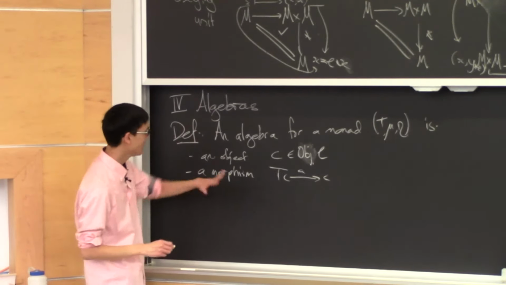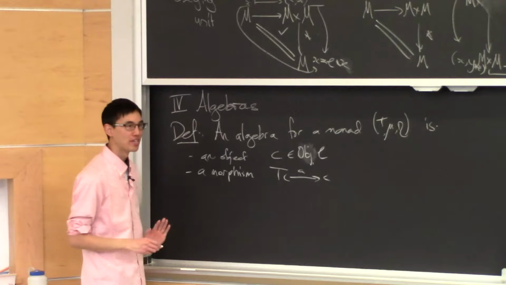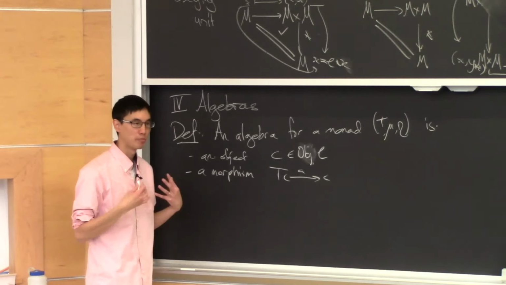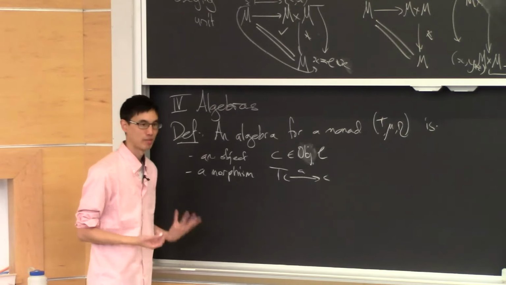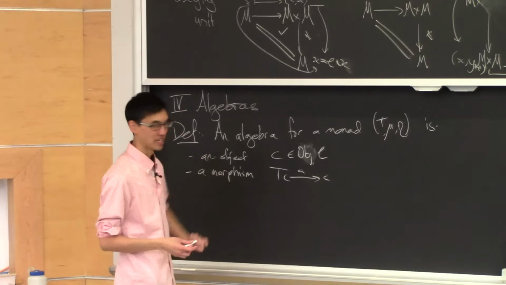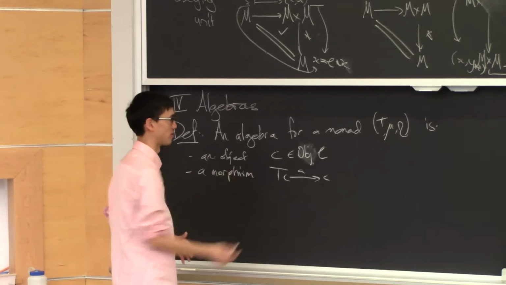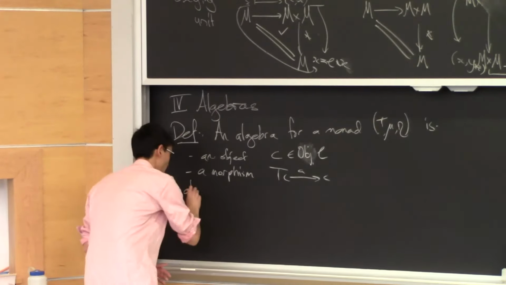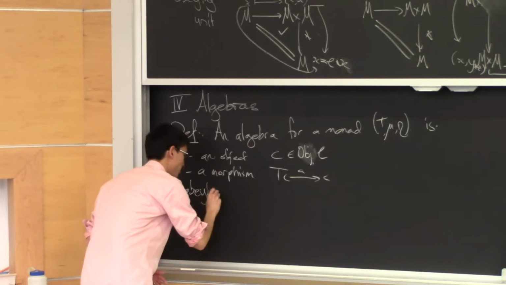Thanks for clarifying. OK, so we have this data. But now for an algebra for a monad, we're going to subject it to some laws. So it's not going to be all of these things like it would be if we were talking about an algebra for an endofunctor. So they obey two laws.